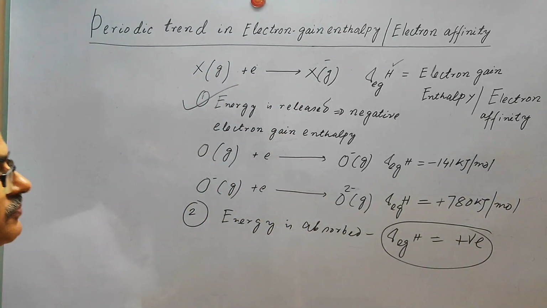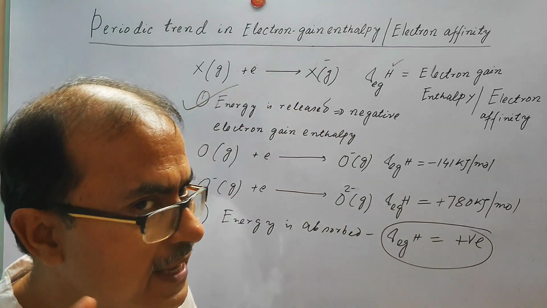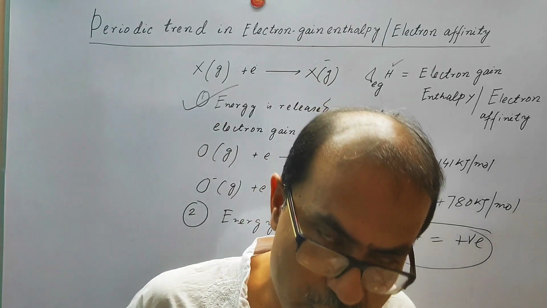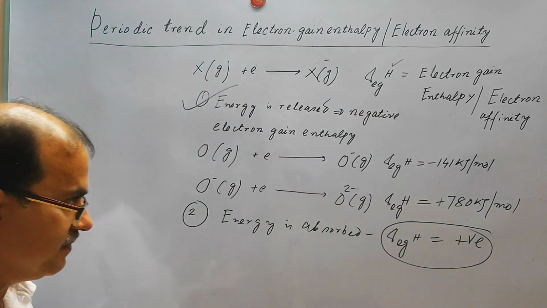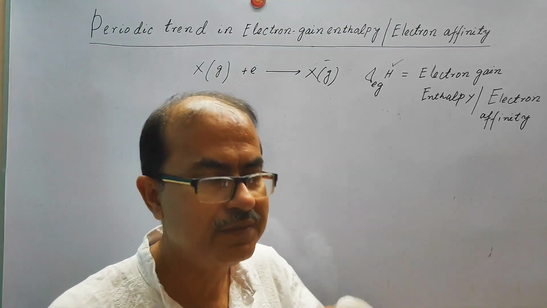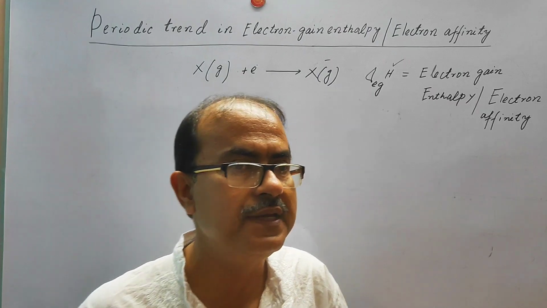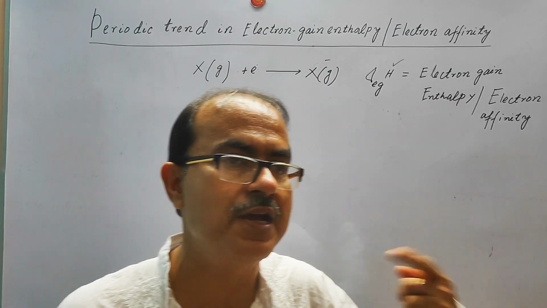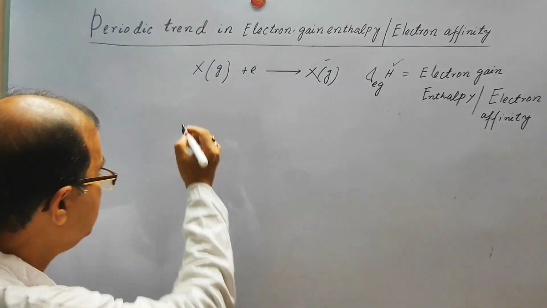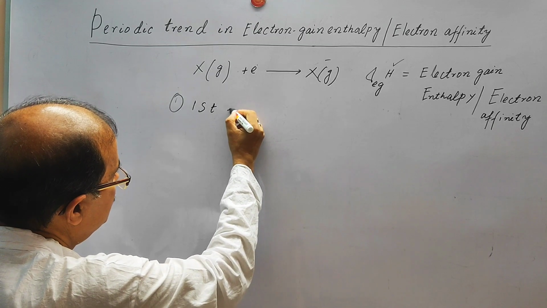Okay, understand? So now we are in a position to understand what electron gain enthalpy basically is, and how electron gain enthalpy becomes positive and how it is negative. Now there are two types, or we can say different types, of electron gain enthalpy, like what we observe in the case of ionization enthalpy. There is a first ionization enthalpy, second, third.